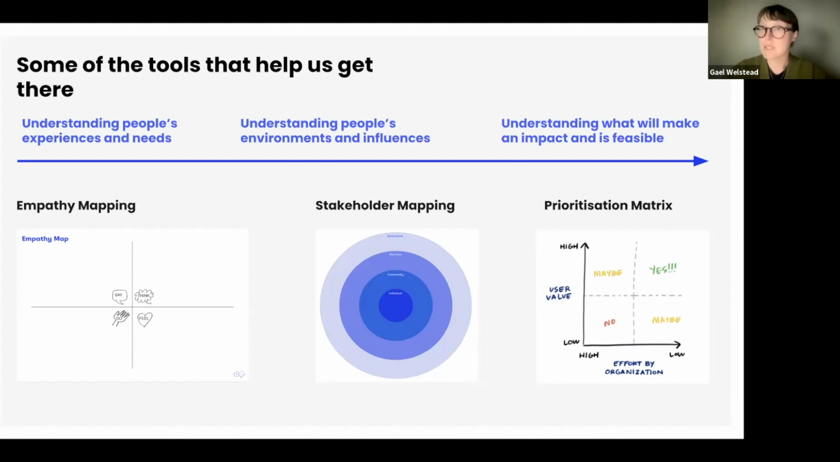So we're looking at those relationships that they have within their environment. And finally, things like prioritization matrices can help us understand what will make an impact, but it will also be possible or feasible, as we spoke about before.